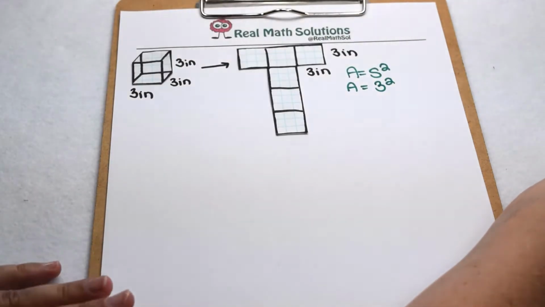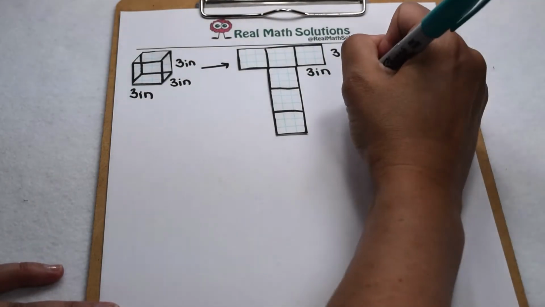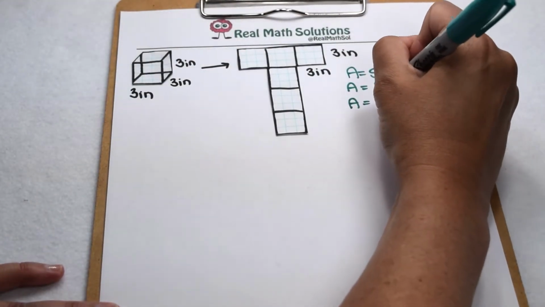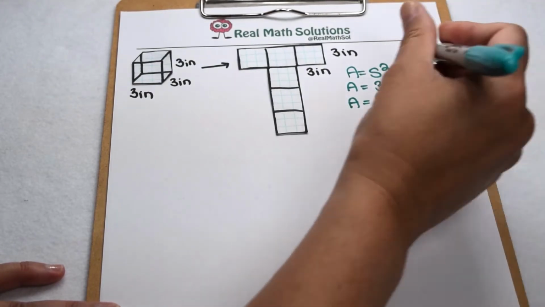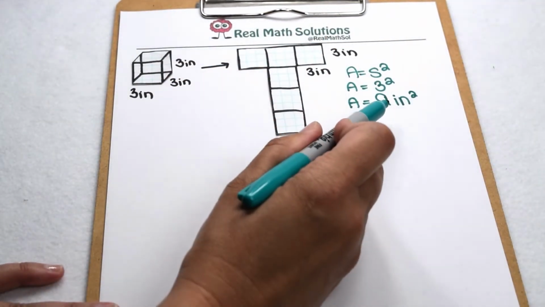The exponent tells us that we're going to multiply the number by itself. So we have 3 times 3. 3 times 3 is worth 9. So this square is worth 9 square inches.